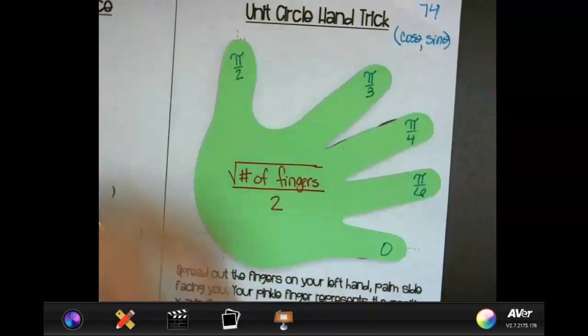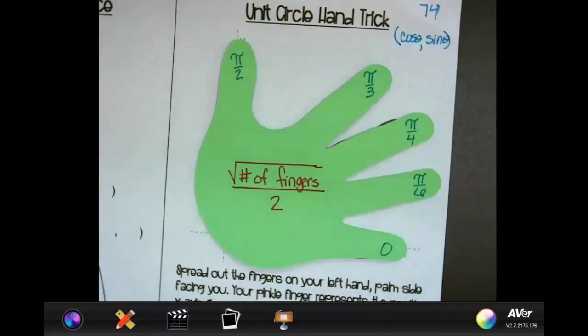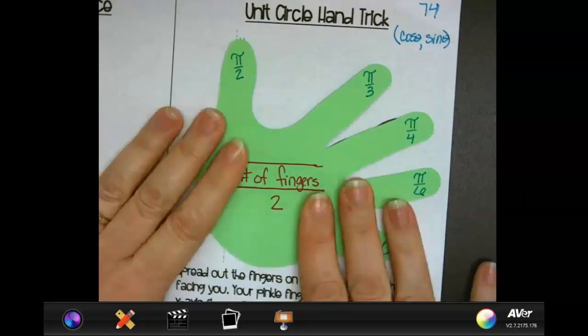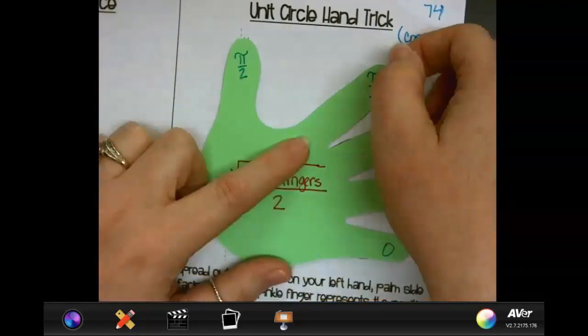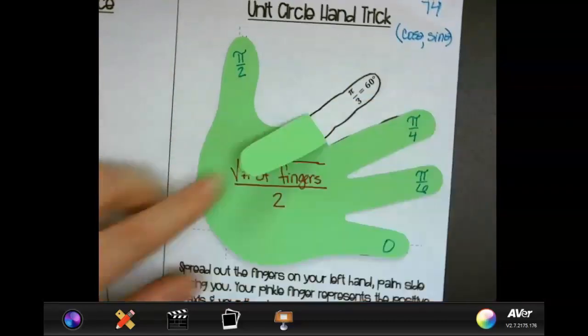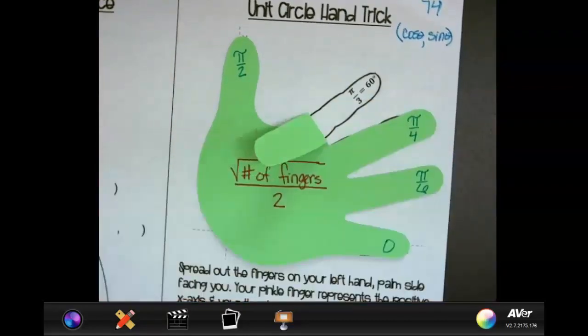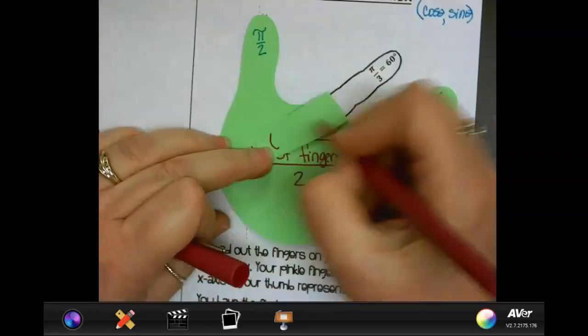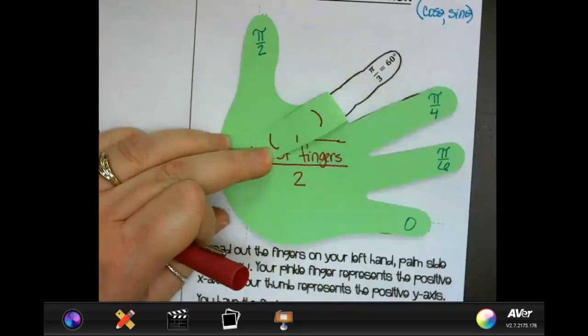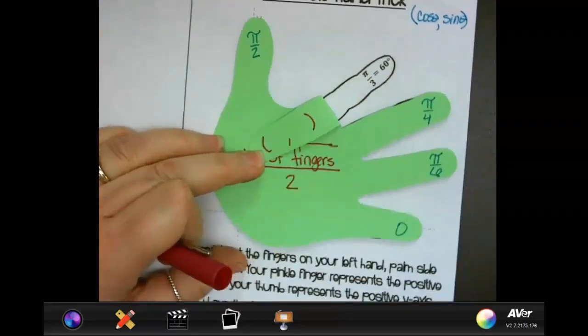And we are not going to debate whether or not a thumb is a finger for the purposes of our activity. A thumb is a finger, okay? So, end of discussion. All right, so here's how this works. We're going to take pi thirds, that's your index finger, and you're going to fold it back. And then inside of here, we're going to write the ordered pair, and I'm going to show you how this works. So we know it's always cosine, sine.